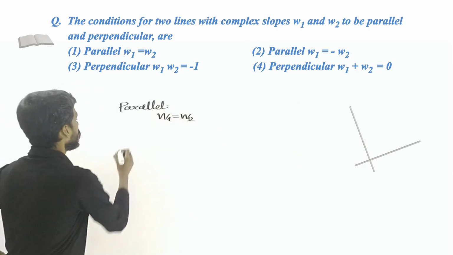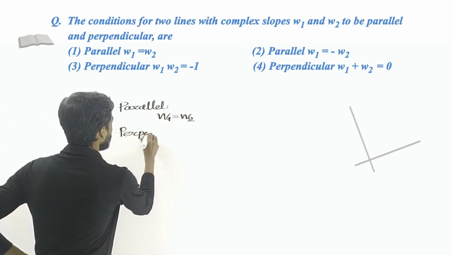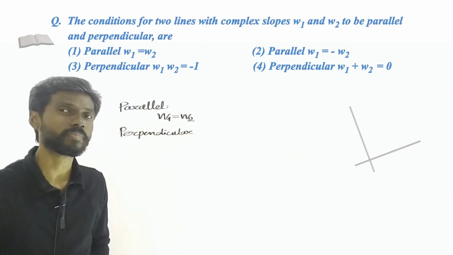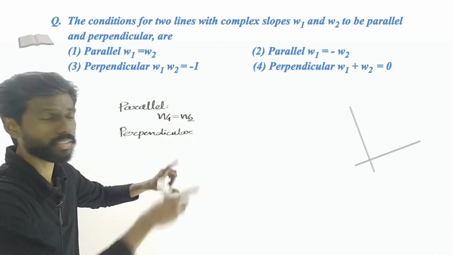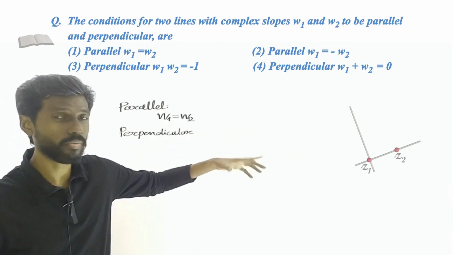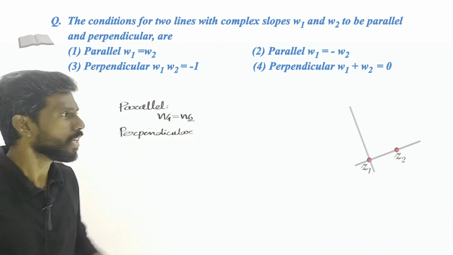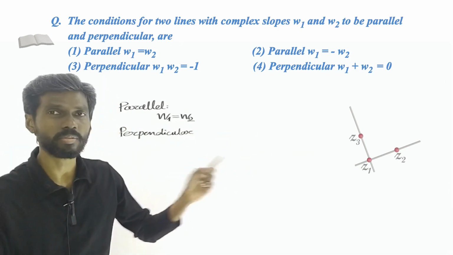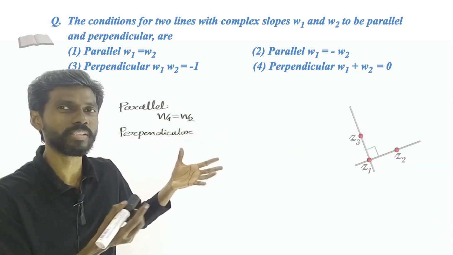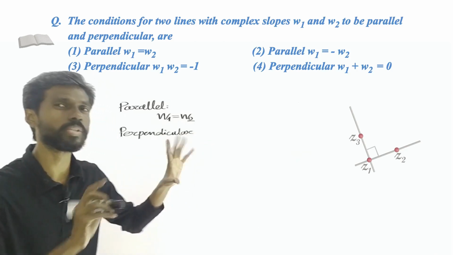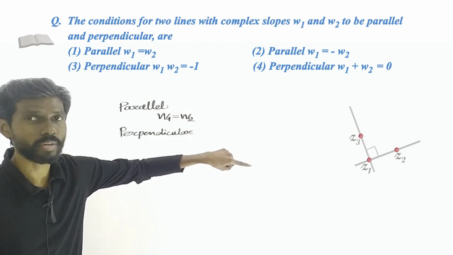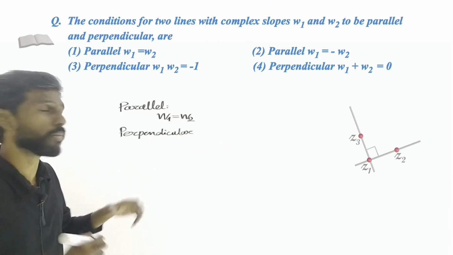Now the perpendicular condition. If the two lines are perpendicular, what is the condition? Let us take the two perpendicular lines, take the intersection point to be z1, and there is a point z2 on the first line and a point z3 on the second line. You take the distance between z1 and z2 equal to the distance between z1 and z3. You can choose any point, but I am taking the two points which are equidistant from that point z1.